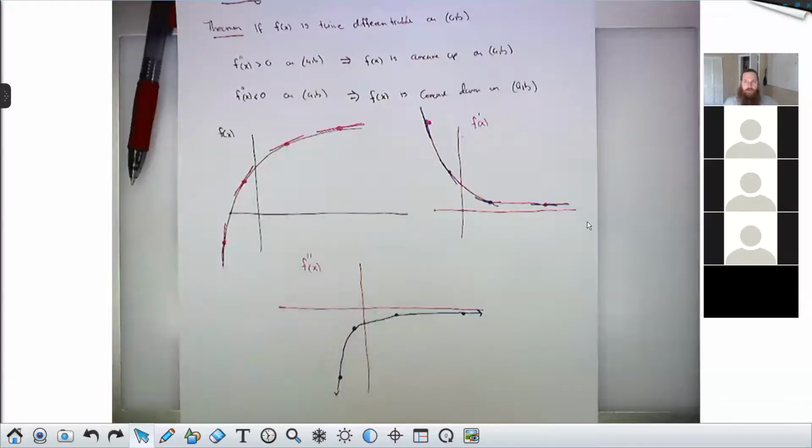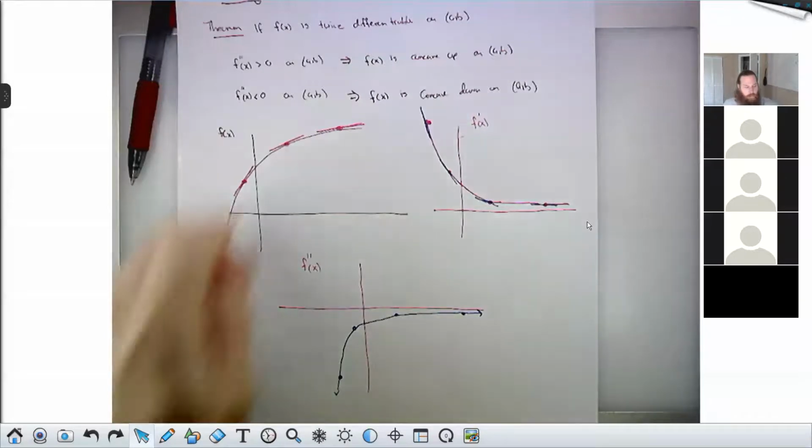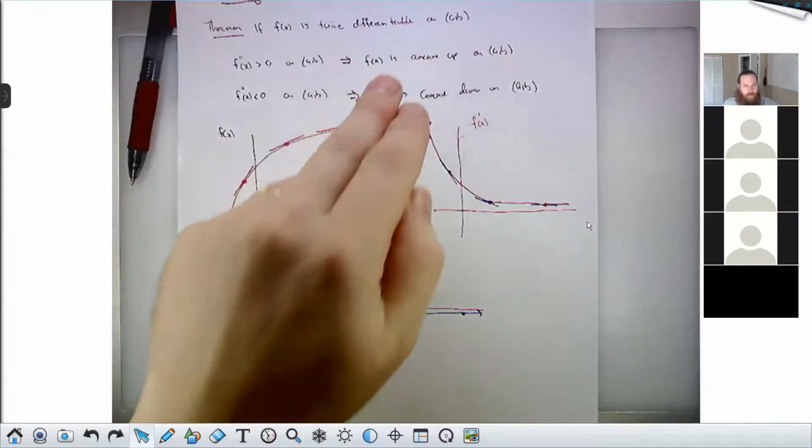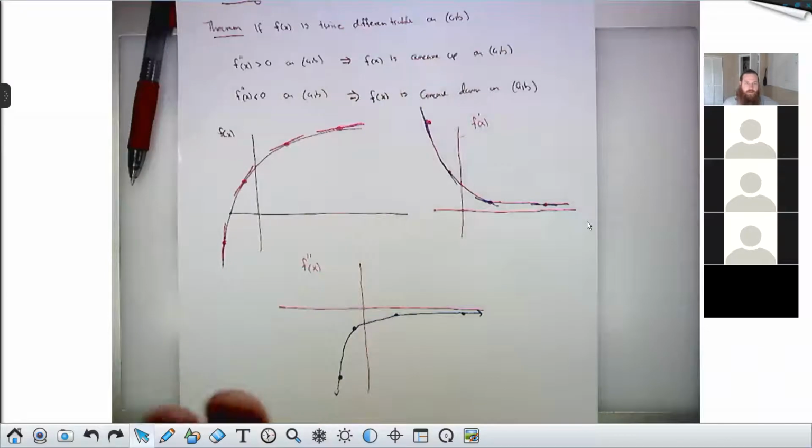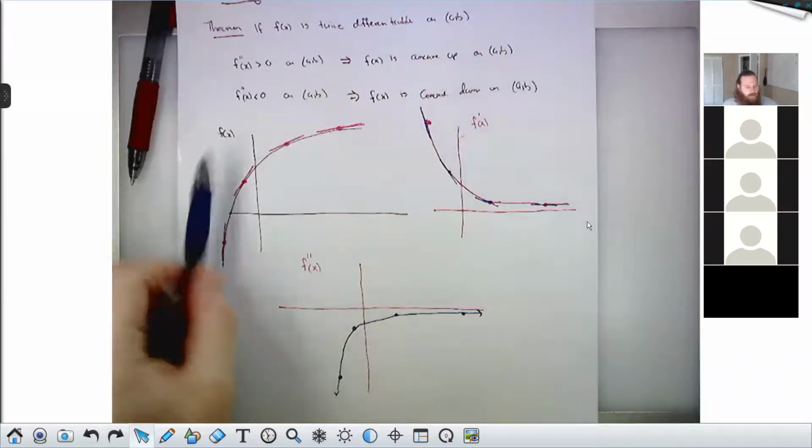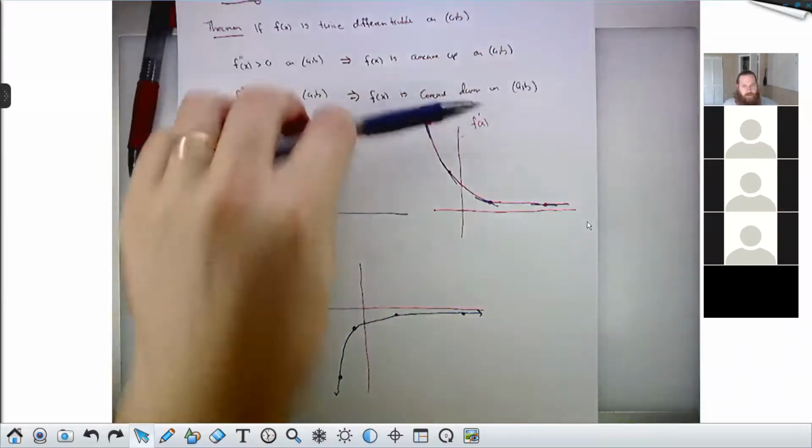If I have my foot on the gas really hard at the start, but then I start letting off the gas, I'm still certainly going forward. So f should still be increasing. But I'm letting off the gas, so I'm going forward less and less fast.